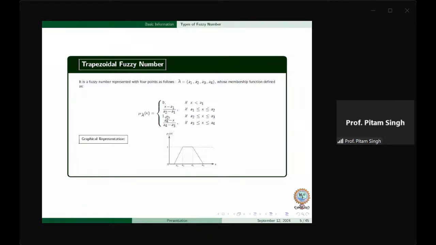That's why we have taken 1, and we can construct this part by taking any x between a1 and a2. So it is x minus a1, divided by a2 minus a1. This distance divided by the whole is less than 1 always. Similarly for the other part, and that's why we have constructed this trapezoidal.